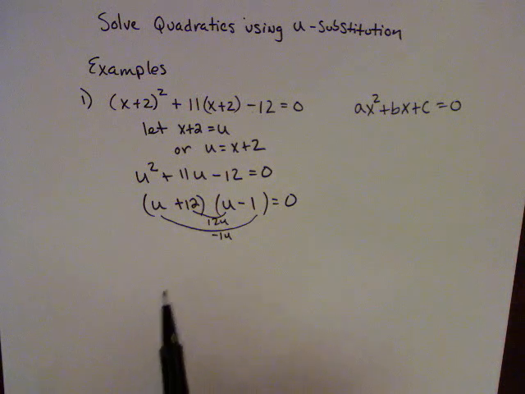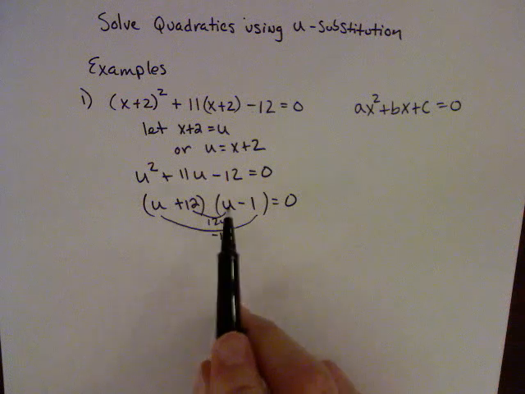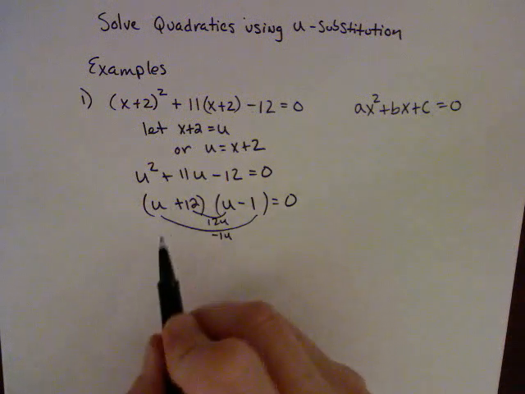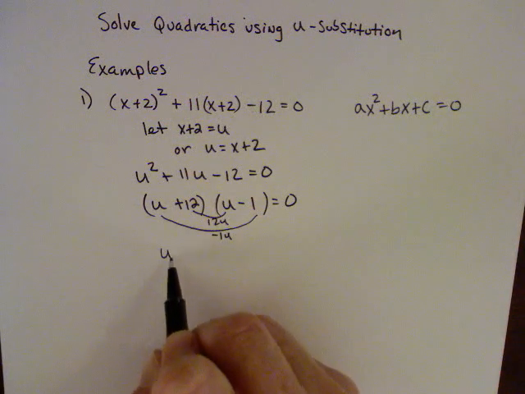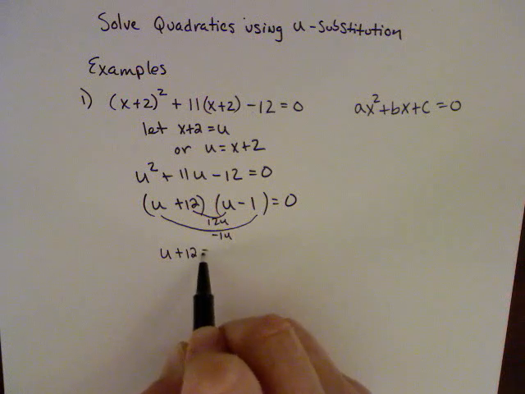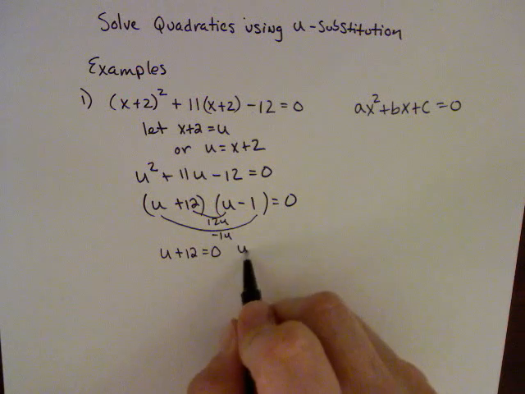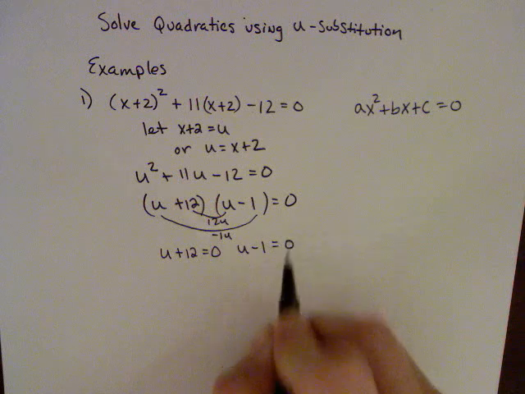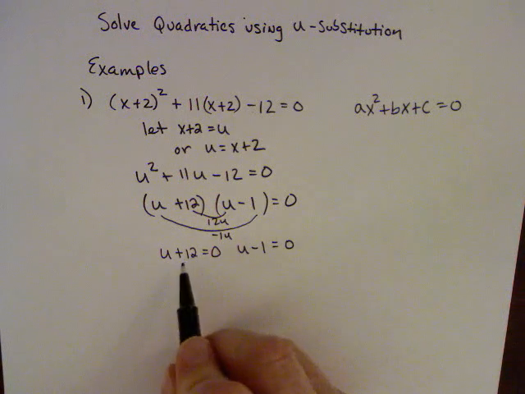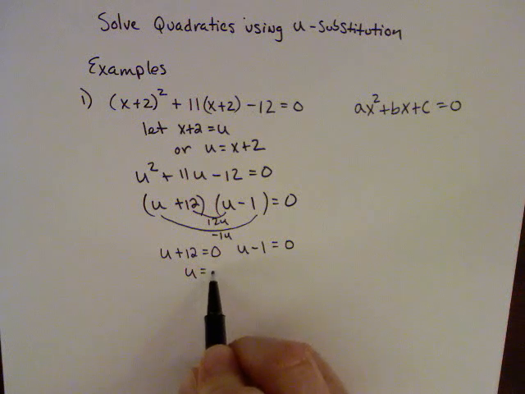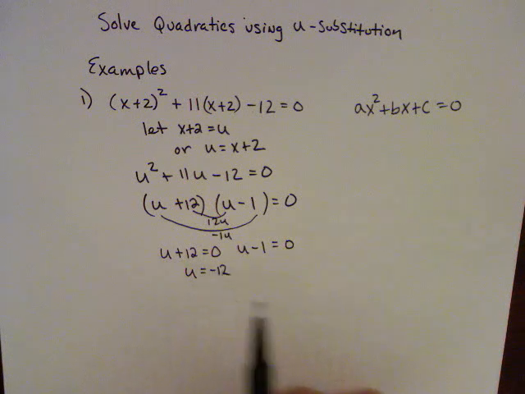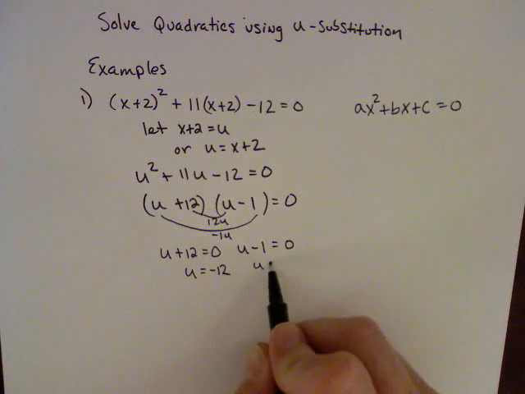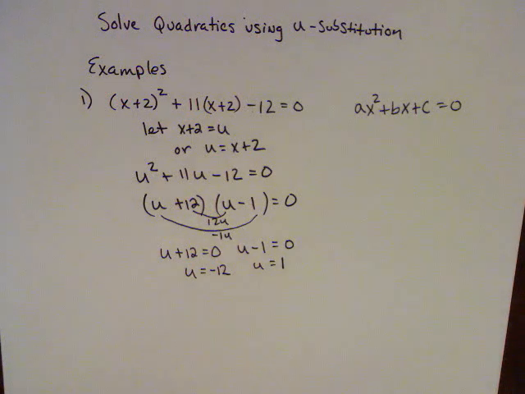Now, because of the zero product property, we can set each factor equal to 0 and solve for our solution for u. U plus 12 is equal to 0, and u minus 1 is equal to 0. We can simply subtract 12 from both sides to get u equal to negative 12 and u equal to 1.